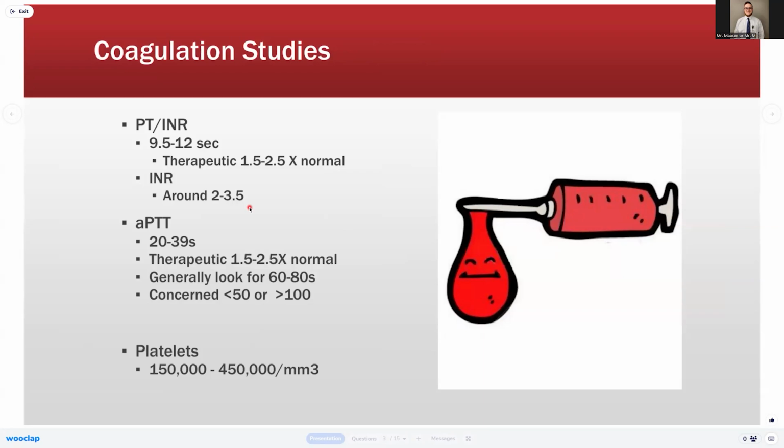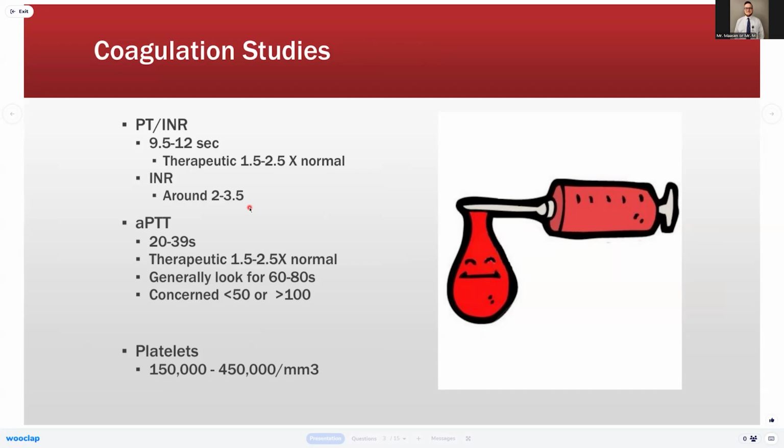PTT is more associated with general heparin therapy, and we try to make it therapeutic. So we're generally looking for a higher PTT because PTT is basically a time measurement in seconds of how long it takes for a body to clot. And we want PTT to be a little bit elevated, slower to clot, if that's what we're trying to treat.